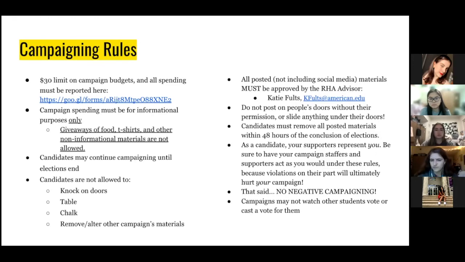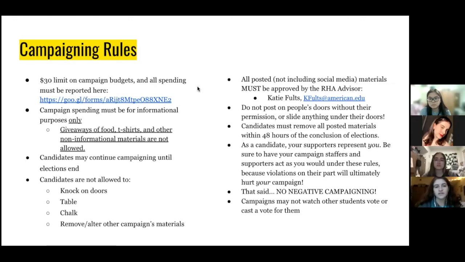And yeah, I think most of this stuff is pretty self-explanatory. I don't anticipate this being an issue, but it ended up being an issue last semester, so I want to make sure that the rules are very clear. Yes, Gifty, go ahead.